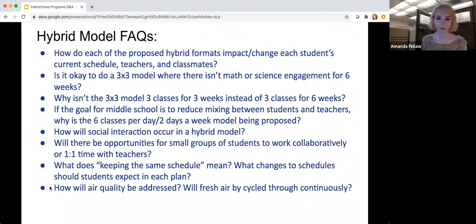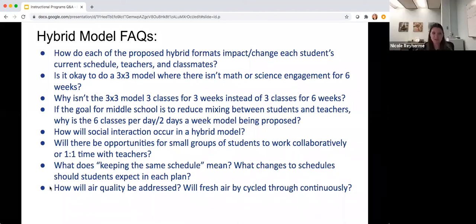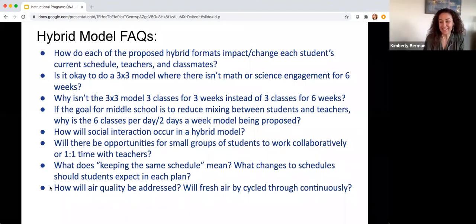How will air quality be addressed? Will fresh air be cycled through constantly? Kimberly, do you have? Yes, I just typed that in there for you. Every classroom will have an air purifier. And so we have more information on the air purifiers that we sent in our last update. And when we post this question and answer, we'll make sure to give that to you as well. But every single classroom will have an air purifier.